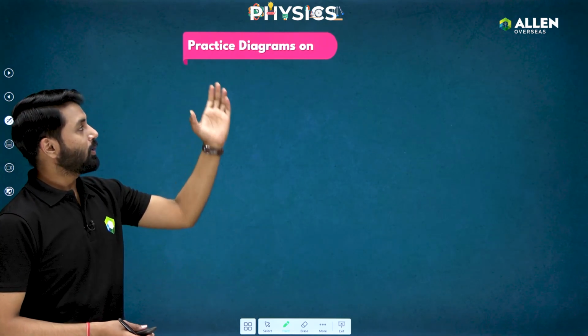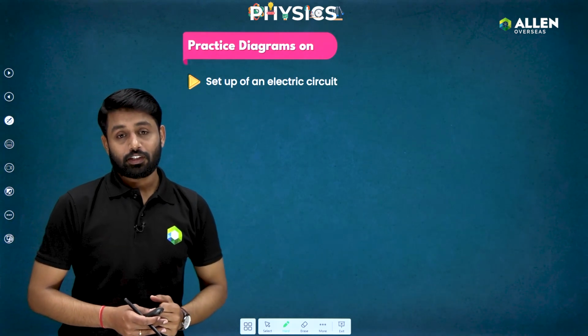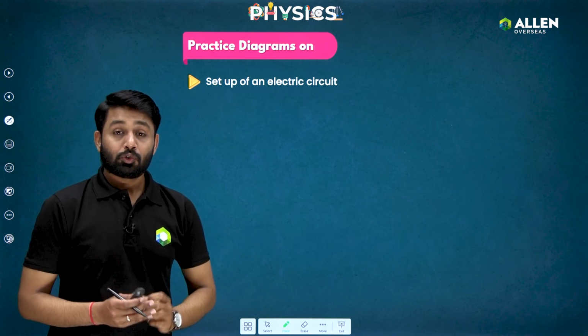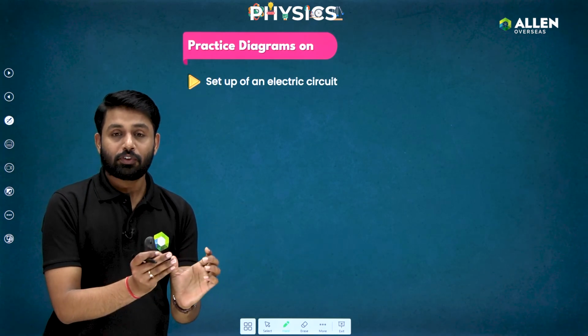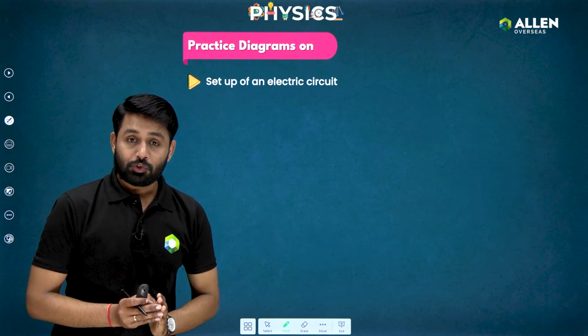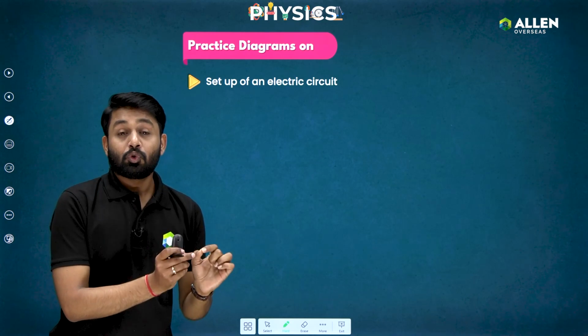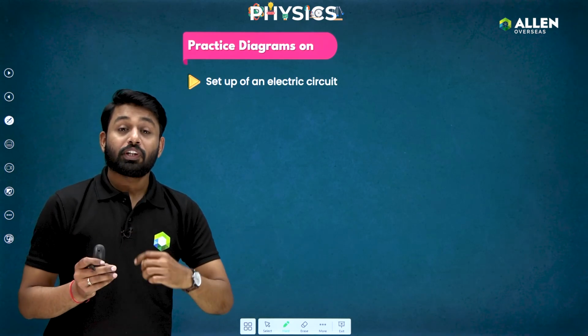After that, if we talk about diagrams, the first is the setup of an electric circuit. This is very important. If you want to draw an electric circuit, you have to represent all the symbols like battery and key perfectly. If the circuit is closed, you have to use a closed key. If the circuit is open, you should use an open key.